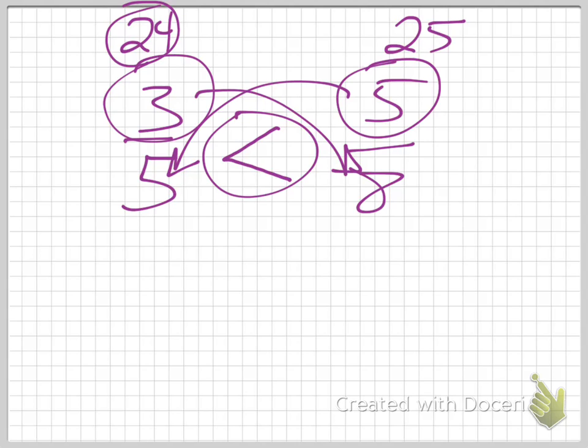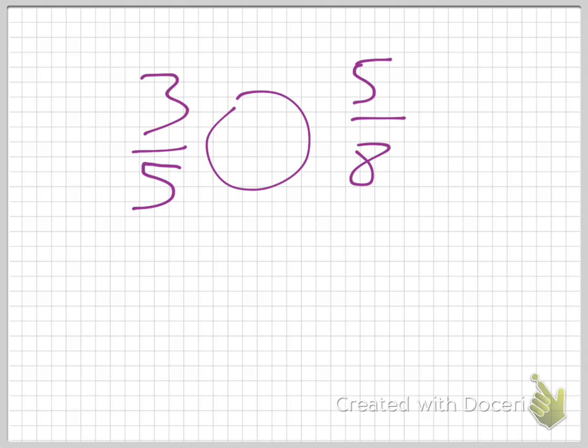5/8 is bigger. That works every time. The other way to do this, I'll show you the other way of doing this. It's 3/5 and 5/8. The other way is to divide them. If you divide them and put decimals, you'll find an answer.